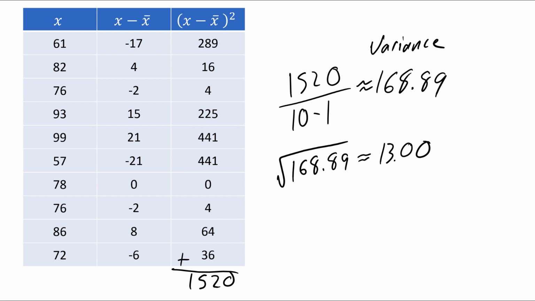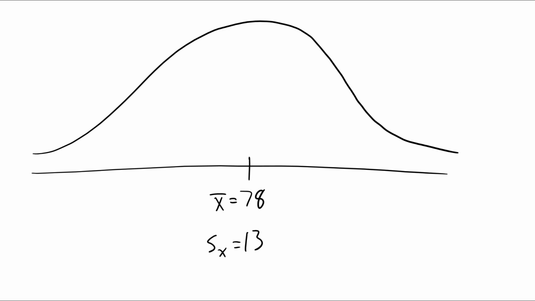All right, so what can we do with that? Well, let's draw some distributions. This is what we're going to be talking about in the next section. This is a normal distribution. You've probably seen something like this before. In fact, I drew one of these earlier. On the normal distribution, we have the mean in the middle. So the mean is x bar, and that is 78. And then we also have our standard deviation, S sub x, and it's about 13.